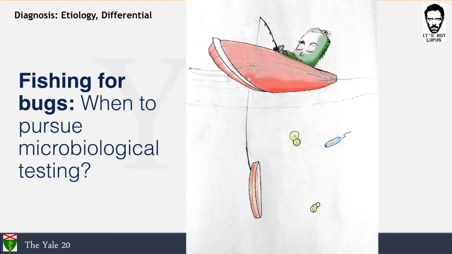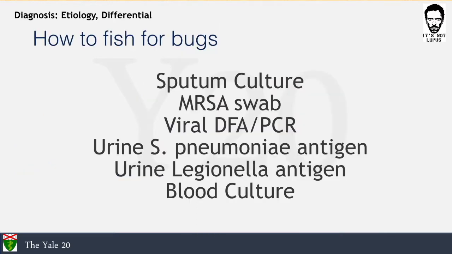So, fishing for bugs. Moving on with the diagnosis section here, we want to know what are the various tests that we can use to give us a good guess, if not a sure answer, of what organism is at play here. And so we have the cute little coccoid chains getting caught in the petri dish there. Well, some of the tests at our disposal include the sputum culture, the MRSA swab, viral DFA and PCR, urine strep pneumo antigen, urine Legionella antigen, and blood culture.